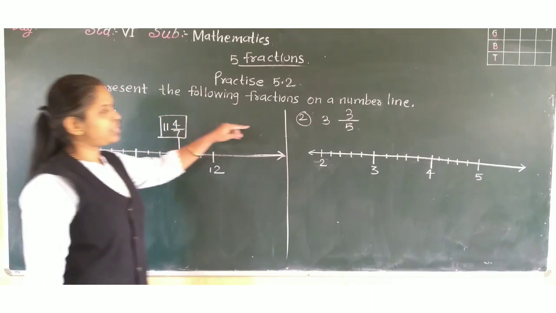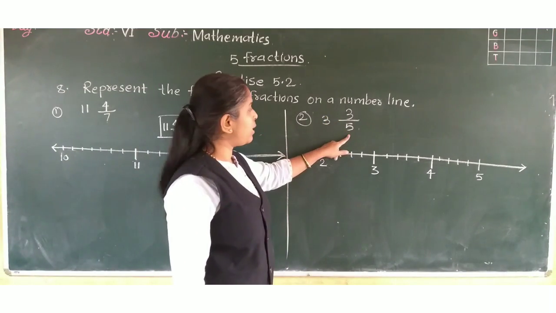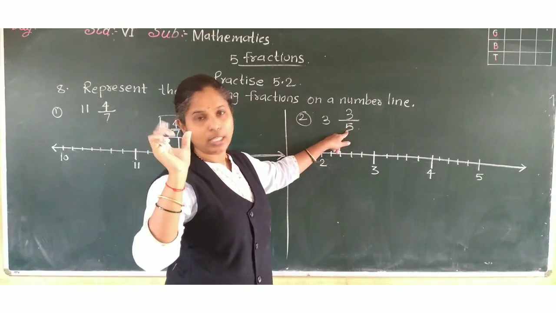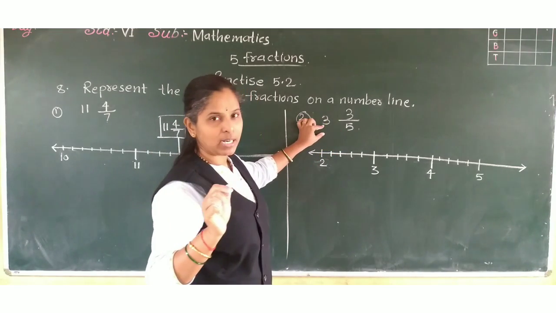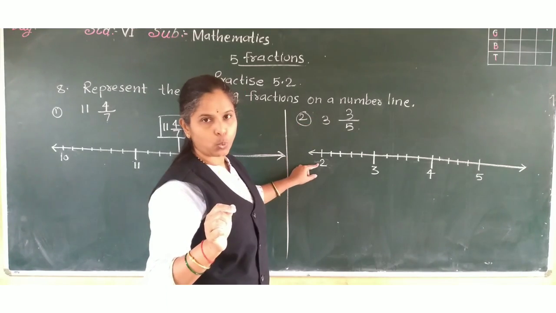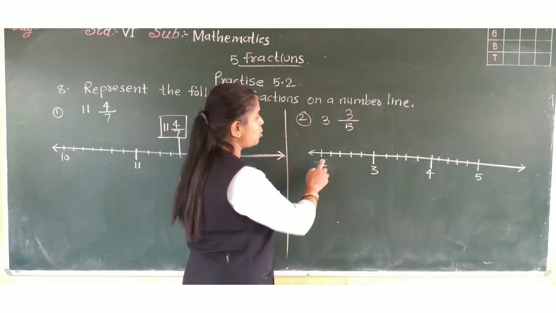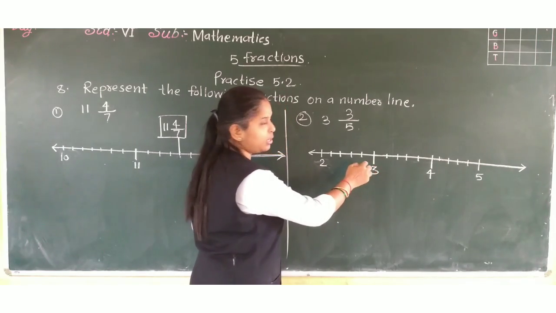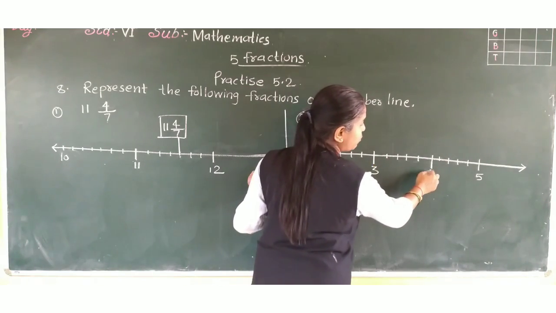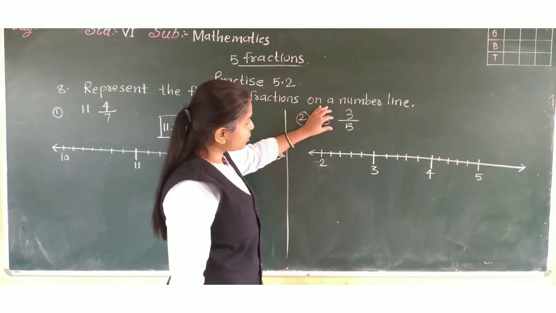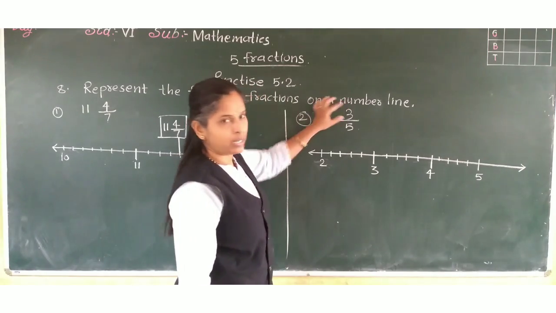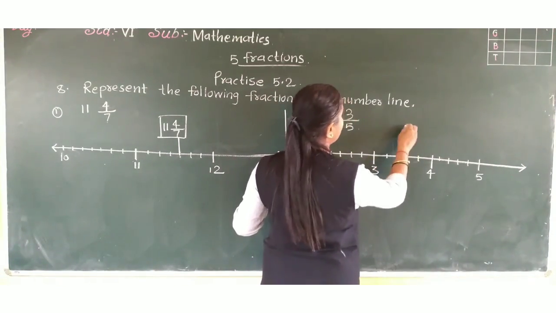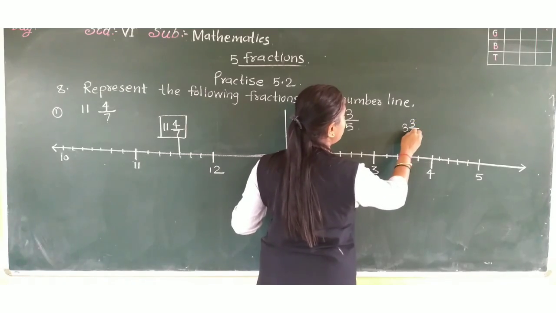Okay. Next, here see, 3 and 3 upon 5 means total how many parts will be there between 0 and 1? 5. So here I have 3 whole parts. So I have started with 2, the previous number. So after 2, 1, 2, 3, 4, fifth line will be 3. Then 1, 2, 3, 4, fifth, 4. So 3. After 3, third line. That is after 3, 1, 2, third line is 3 and 3 upon 5.